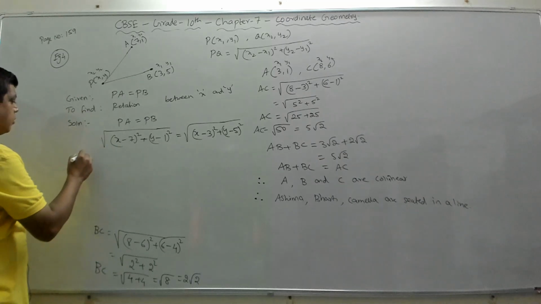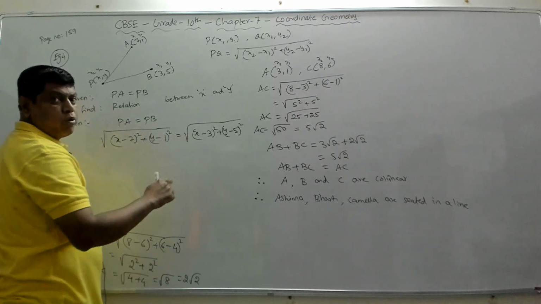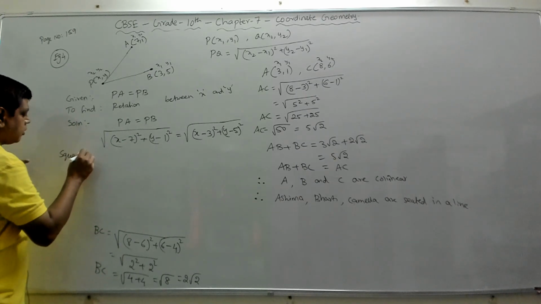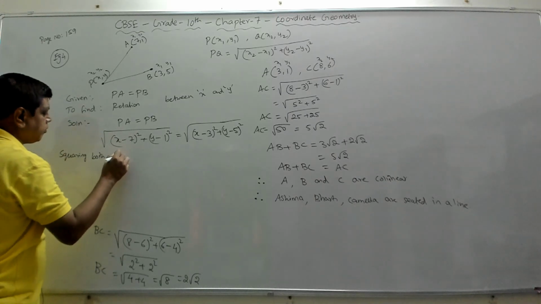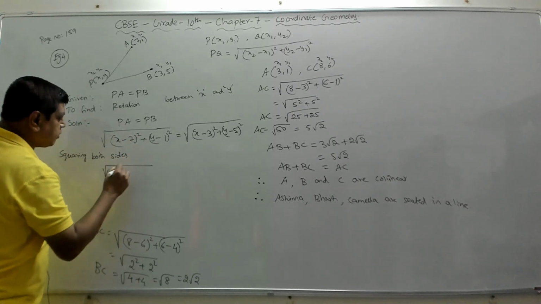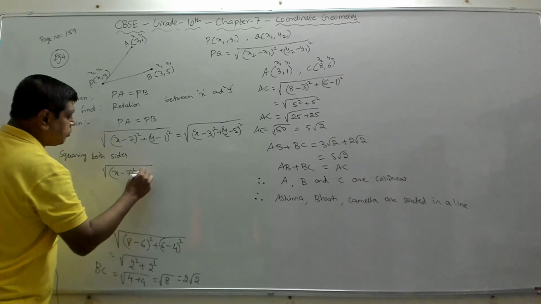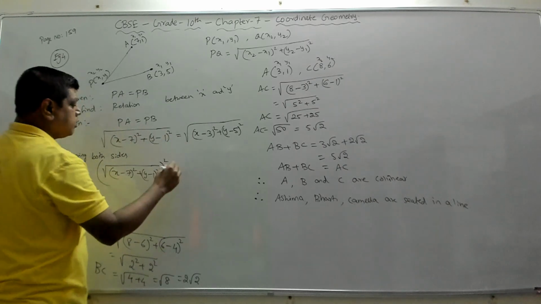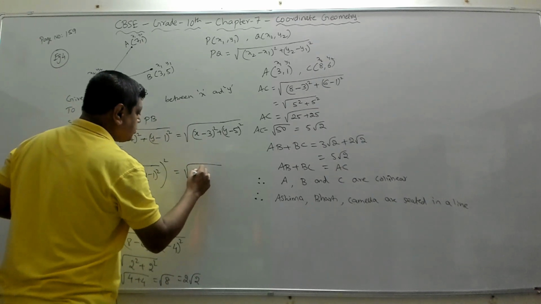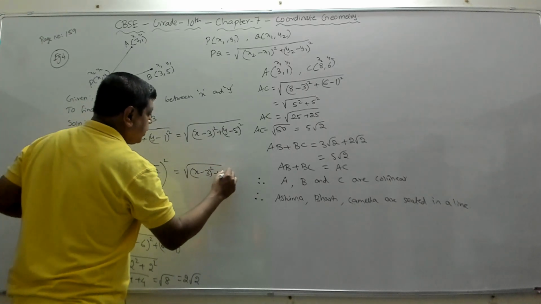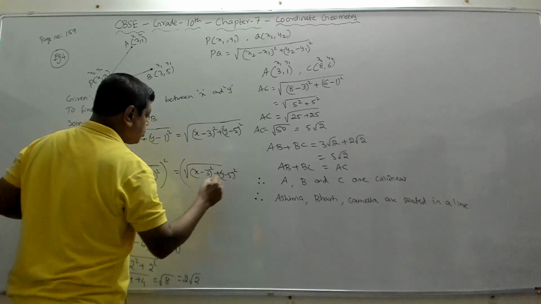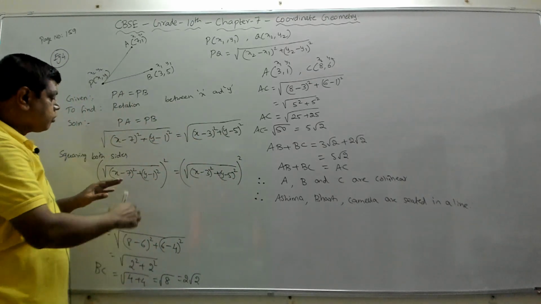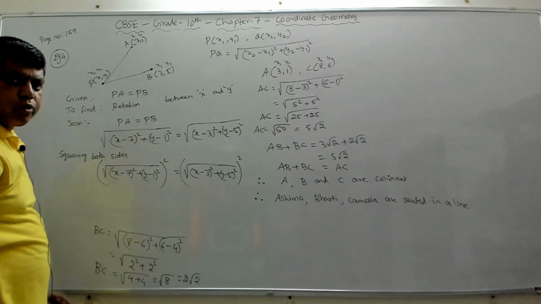Now that is equal to, and now we can square both sides to take out the square root. So squaring both sides, what do we get? We get the square root of (x minus 7) the whole square plus (y minus 1) the whole square, and we are squaring this whole thing, equal to the square root of (x minus 3) the whole square plus (y minus 5) the whole square, then whole square. So why are we squaring both sides? So that the square root can be taken out.